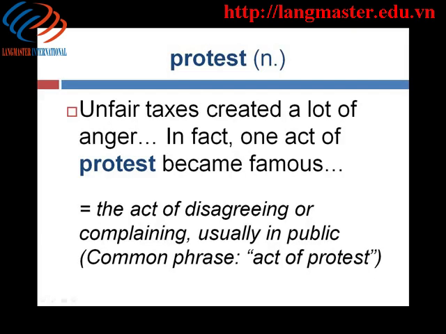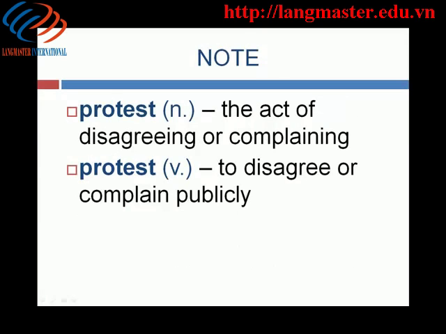Protest. Unfair taxes created a lot of anger. In fact, one act of protest became famous. Protest is the act of disagreeing or complaining, usually in public. A common phrase is act of protest. Note that protest can be a noun or a verb. Same word, same pronunciation, though sometimes as a verb you may hear protest.